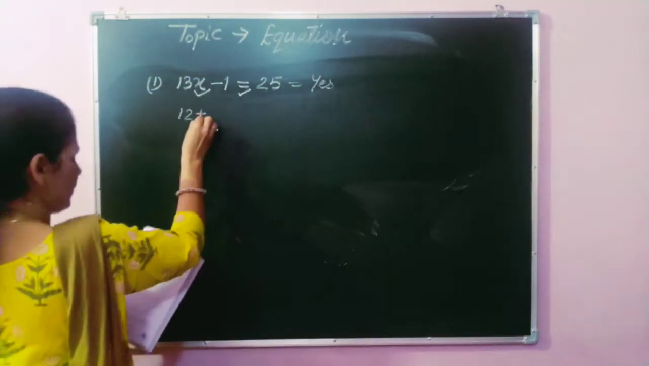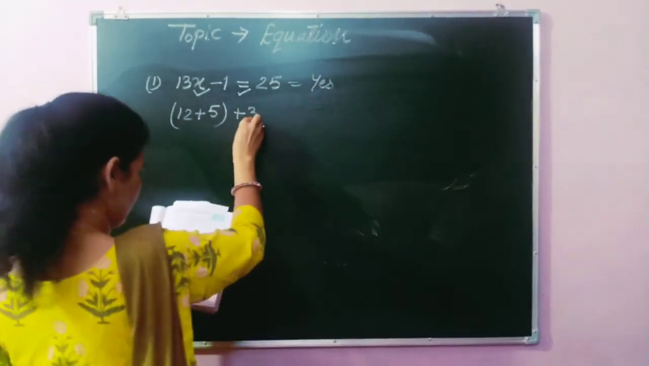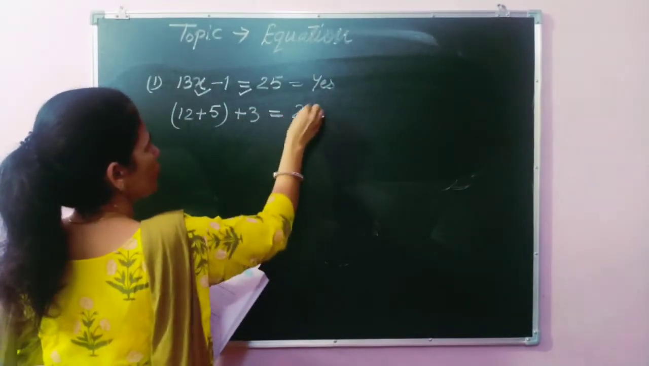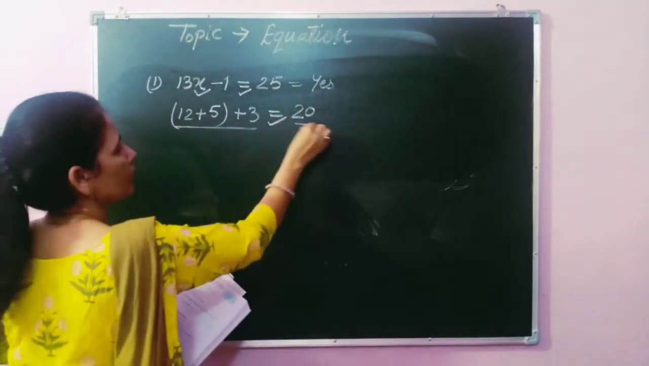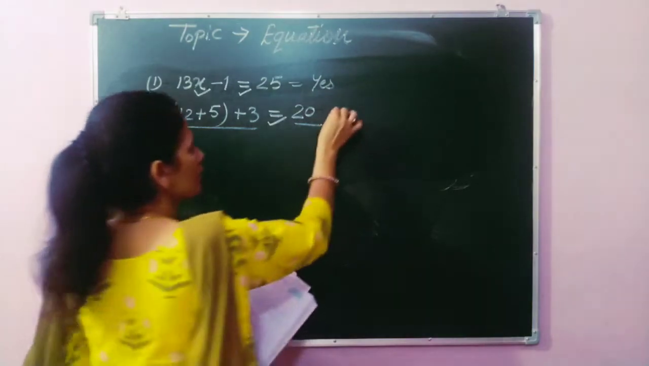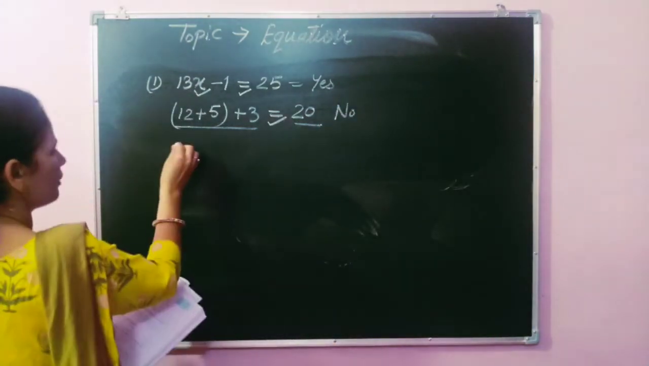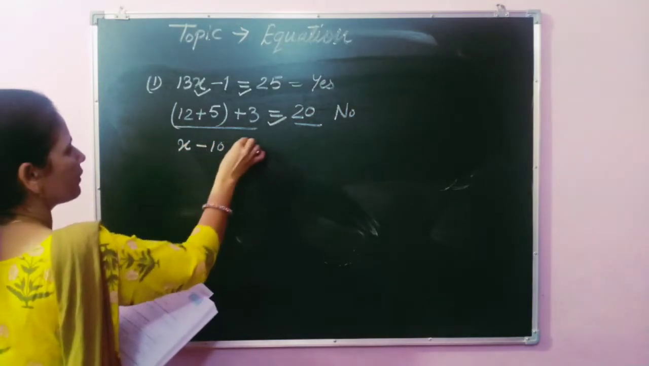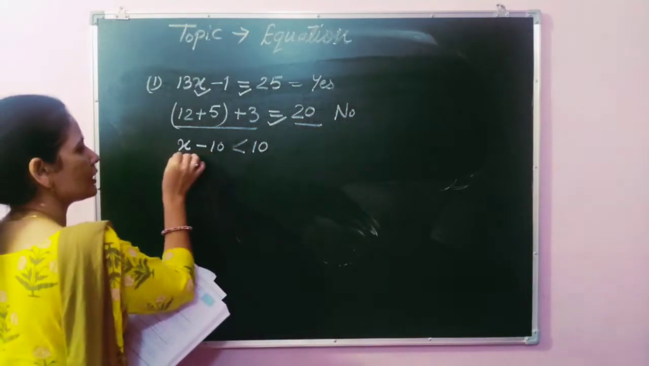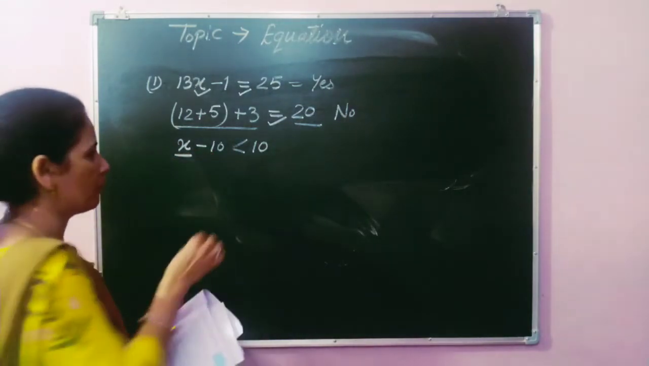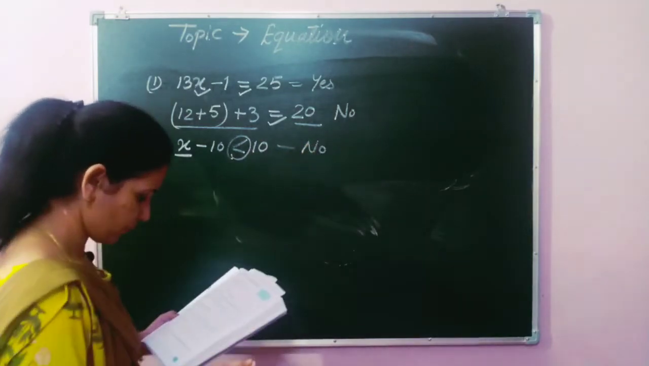The second one is 12 plus 5 plus 3 equals 20. Students, here the first condition is satisfied, the equal sign is given, but there is no variable in this equation. So this is not an equation. We will write the answer no. Let's take the third part. x minus 10 greater than 10. Here one condition is satisfied, the variable is given, but the equal sign is missing. So this is also not an equation.